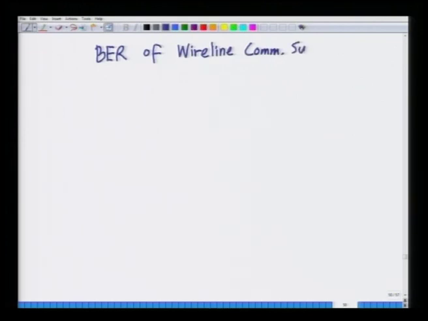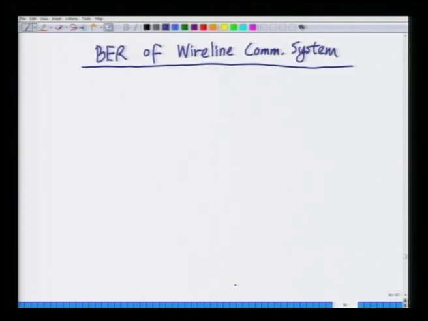So, let us start with the bit error rate performance, BER, of a wireline communication system. I want to start with the bit error rate of a wireline communication system.